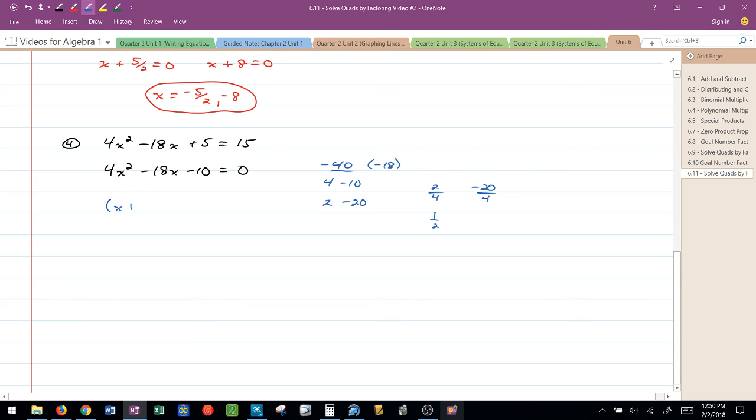This factors to x plus 1/2 and x minus 5. Negative 20 divided by 4 is negative 5. Set each factor equal to 0, and solve each equation, where I get x is negative 1/2 and x is equal to 5.